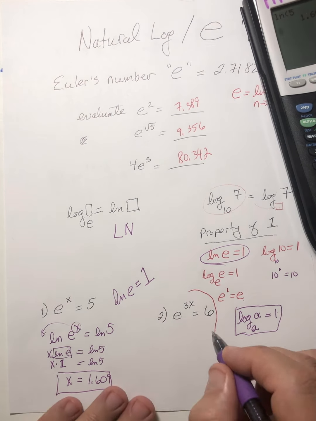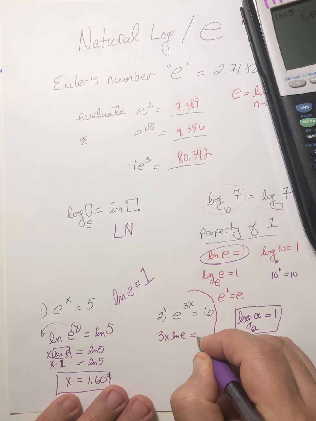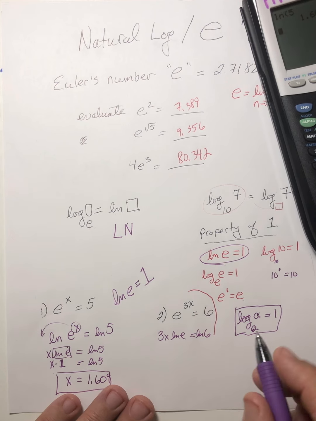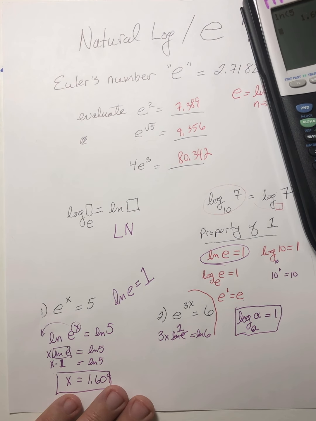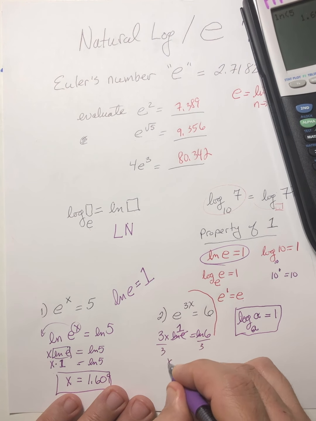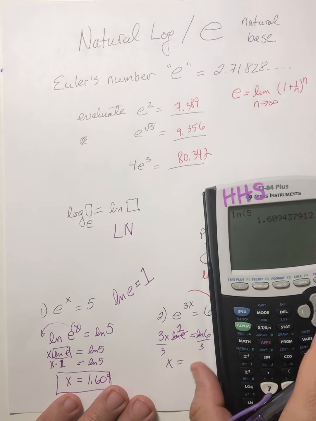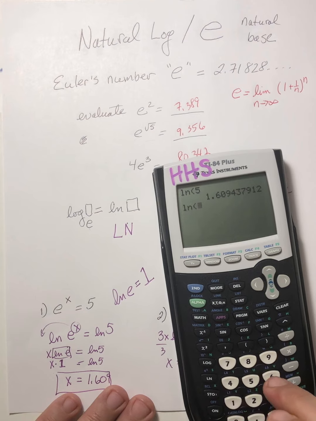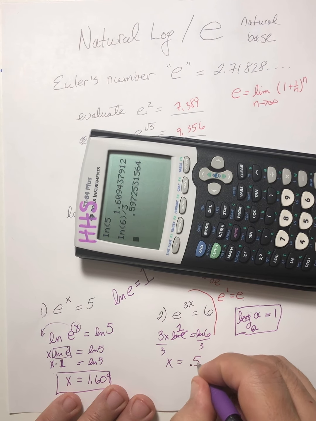Okay, look at this one. That's right. 3x ln of e equals ln of 6. ln of e is equal to 1. Cross that out, put a 1 there. If this was erasable, I would erase it. And I just got to divide by 3. x equals ln of 6 divided by 3. Oh my lord, that's so difficult to type into my calculator. ln of 6, close parentheses, divided by 3 equals 0.597. That simple.